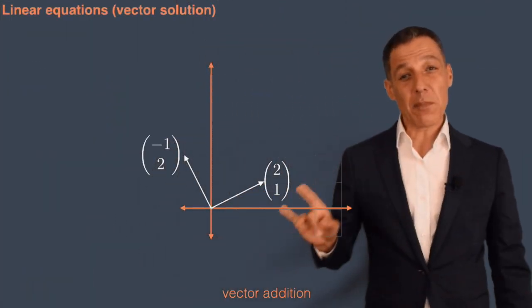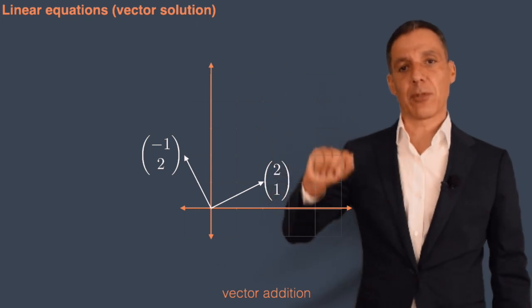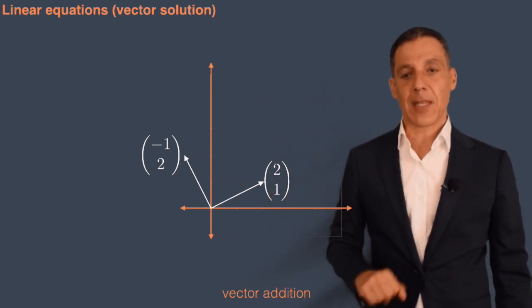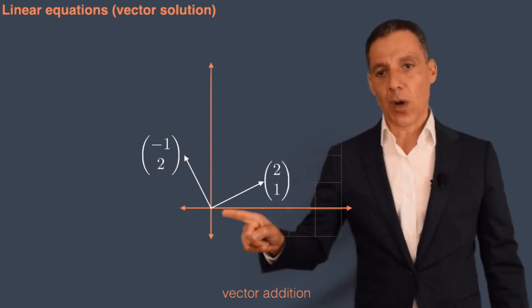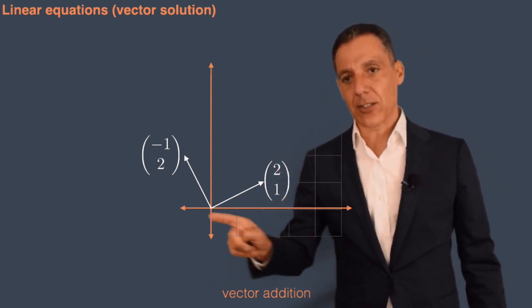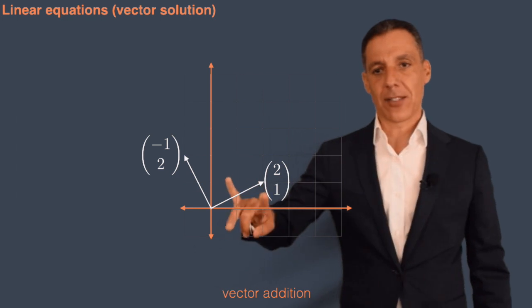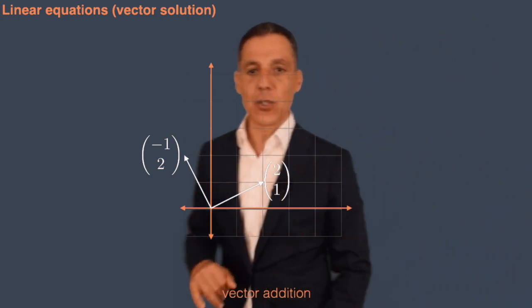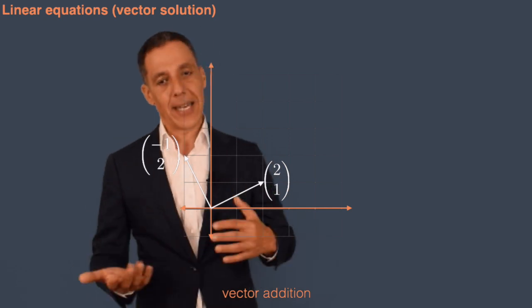We need to be able to do one more thing to eventually be able to solve simultaneous linear equations, which is add two vectors together. Okay? So if I have the vector 2, 1, and I have the vector -1, 2, so that's those two vectors there, and I want to add them together, then the way to do that, there's a geometric picture and an algebraic picture.